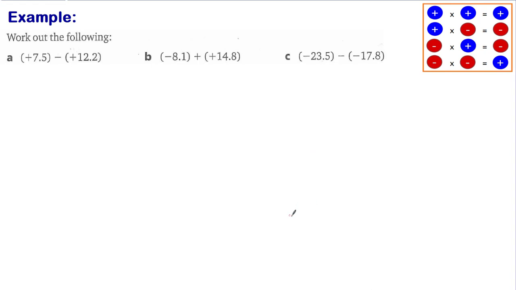Now let's solve these exercises. Here, 7.5 minus 12.2. Firstly, I have to remove the parenthesis signs. When the sign is not written in front of the parenthesis, I know that this is plus. If it is minus, it should be written. So plus and plus, it's going to be plus. Here also plus and plus, it's plus. So this is plus 7.5. And minus times plus is going to be equal to minus 12.2.